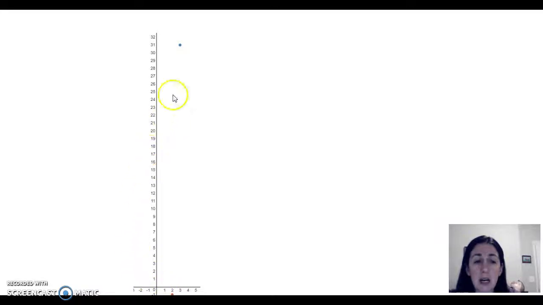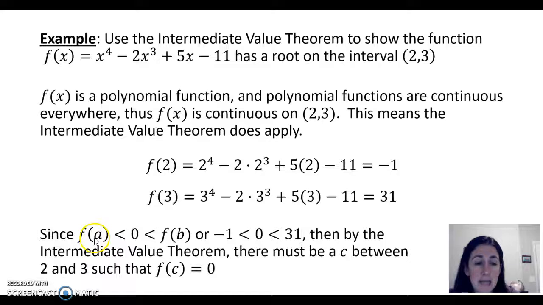If it happened over here, well then that would not pass the vertical line test and it wouldn't be a function. But this is a polynomial function. So what the intermediate value theorem is saying is that to get from here to here, we have to cross the x-axis somewhere between 2 and 3. So again, since f of a, which is f of 2, and f of b, which is f of 3, since 0 lies between them, right? 0 is between -1 and 31. By the intermediate value theorem, there must be some c value between 2 and 3 where f of c is equal to 0. That's what the intermediate value theorem says.